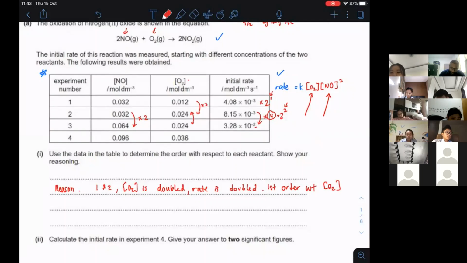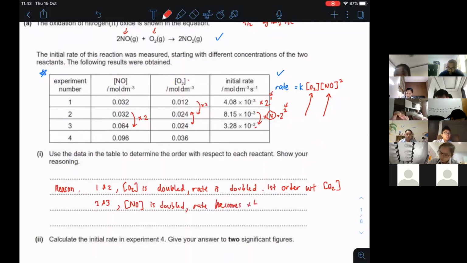And then the second one, for experiment 2 and 3. When you increase the concentration of NO, when this one is double, the rate becomes times 4, or 4 times the rate. So therefore it's going to be second order with respect to NO. So you need to mention all this. Then only you will get the full mark. Take note of this.